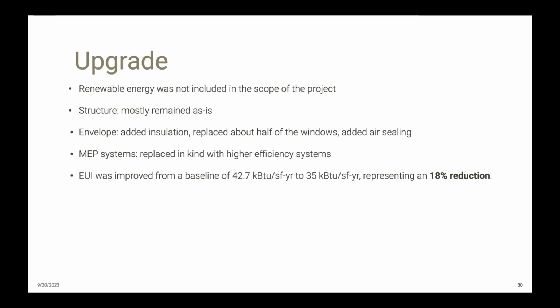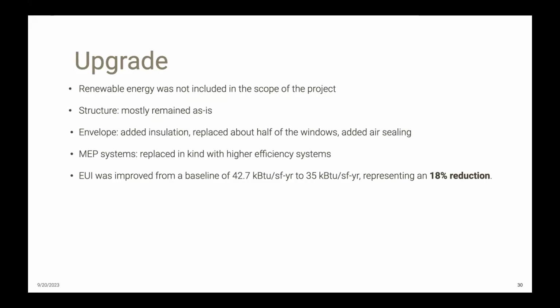In terms of what we actually upgraded, for envelope upgrades, we added insulation at the walls and ceilings. We replaced about half of the existing single pane windows with double pane, and we added air sealing. For MEP, we upgraded the existing systems, but we did not electrify them. Again, this was before electrification was a no-brainer, and at the time, we wanted to avoid upgrading the electrical service because that would have had pretty significant financial implications for the project. So with these pretty minor envelope upgrades, we were able to achieve an 18% EUI reduction.